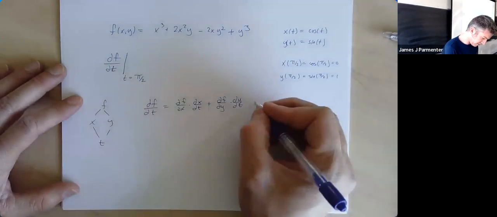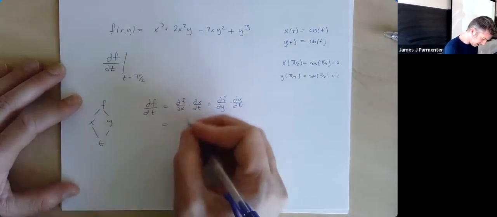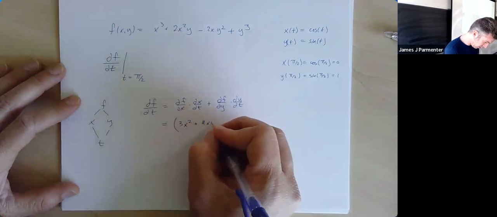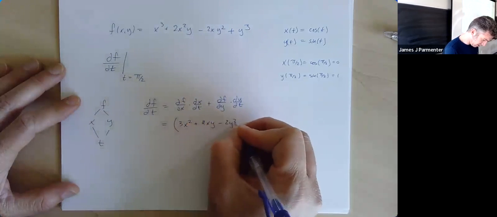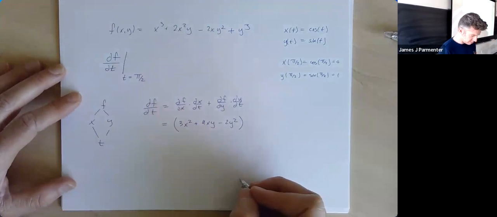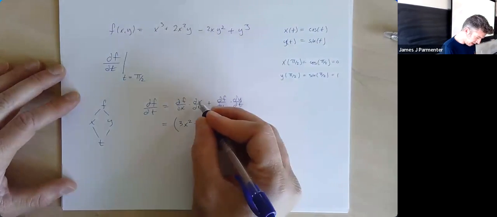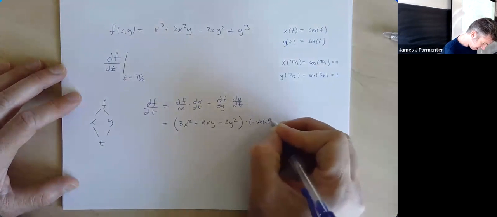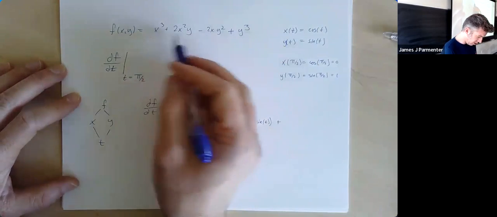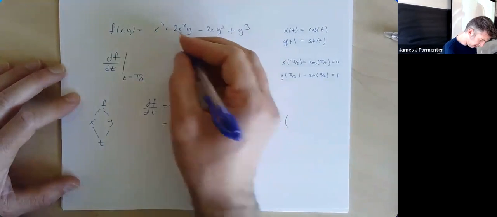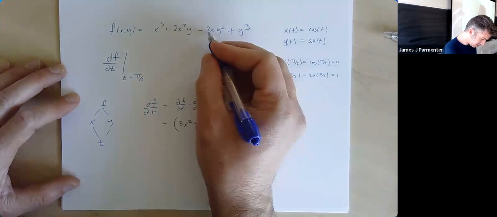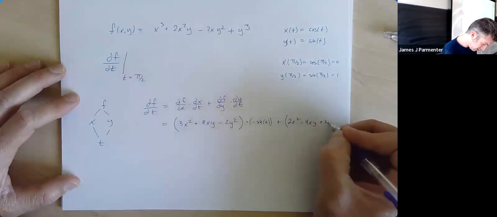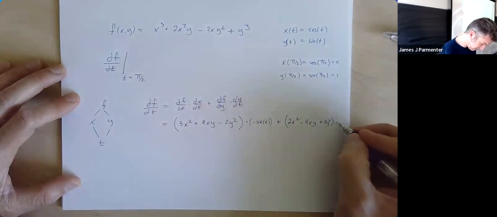And then start taking derivatives. So del f del x is going to be kind of gross. It's going to be 3x squared plus 4xy minus 2y squared. That's all of del f del x, times dx dt, which is negative sine of t, plus, and then we take the partial with respect to y. That's going to be 2x squared minus 2x times 2y, which is minus 4xy, plus 3y squared, and then times the derivative of sine, which is cosine of t.